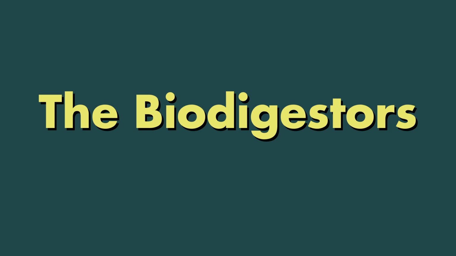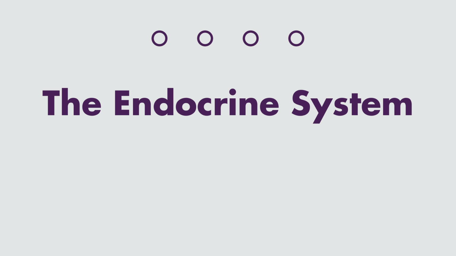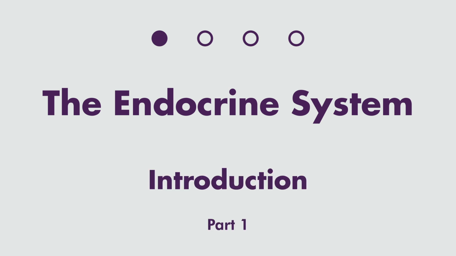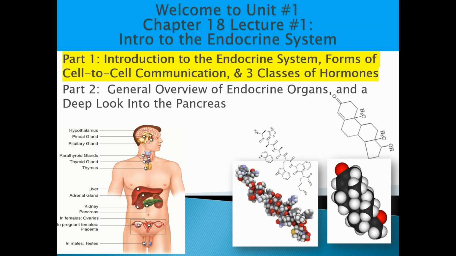Hello everyone and welcome to the second semester of Anatomy and Physiology here. We're going to begin with the first unit, which is Chapter 18, the Intro to the Endocrine System. And so Chapter 18 is going to cover the entire endocrine system.